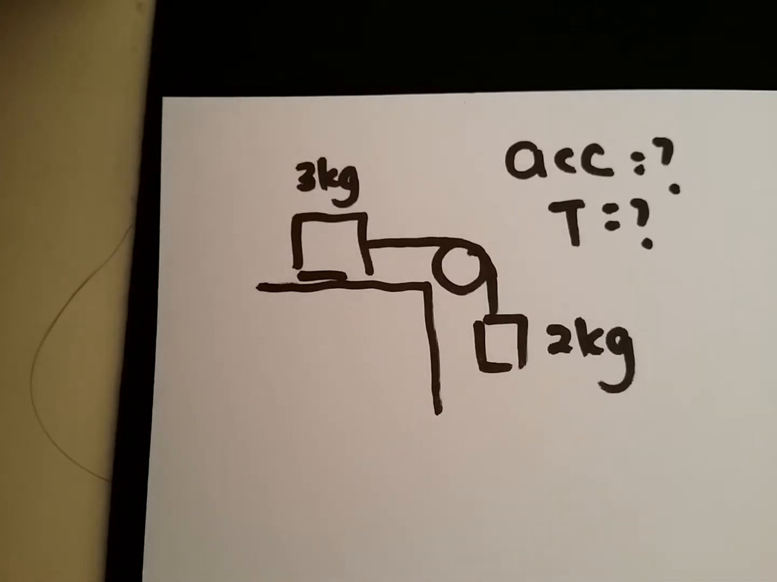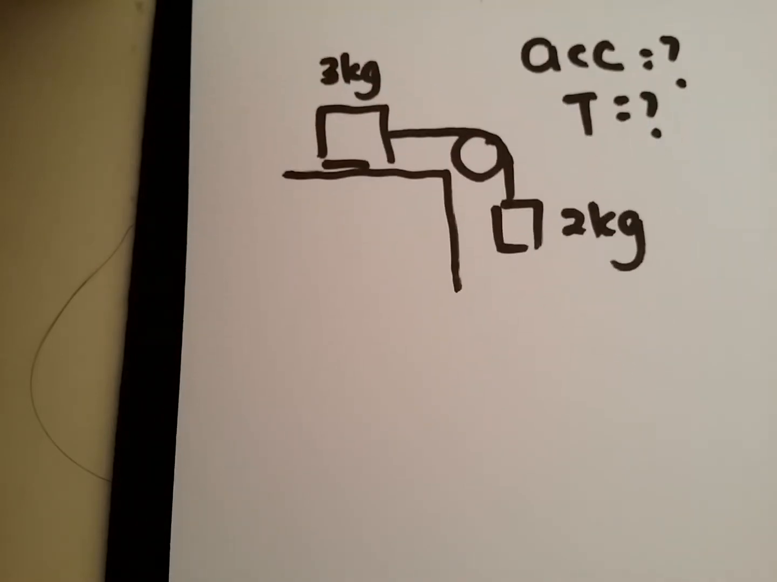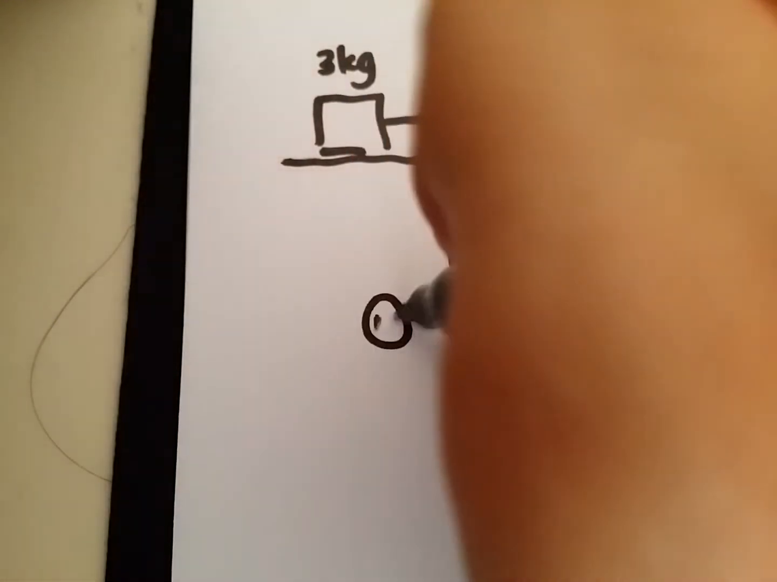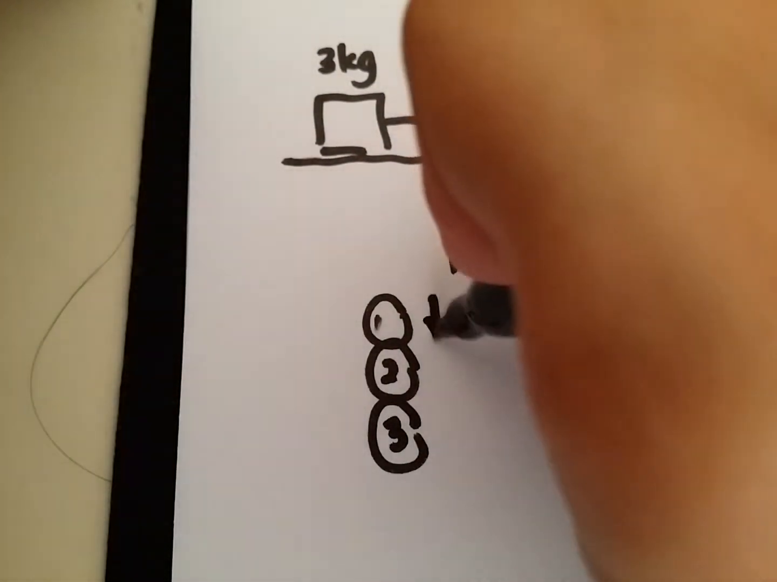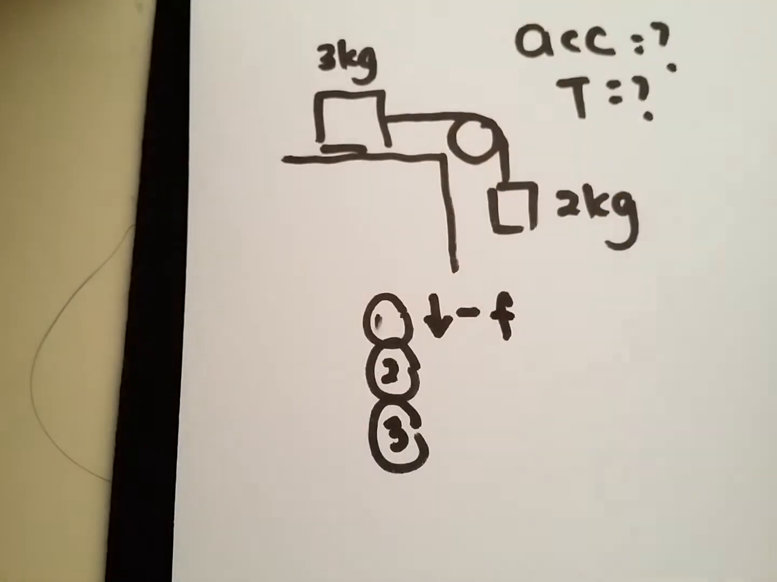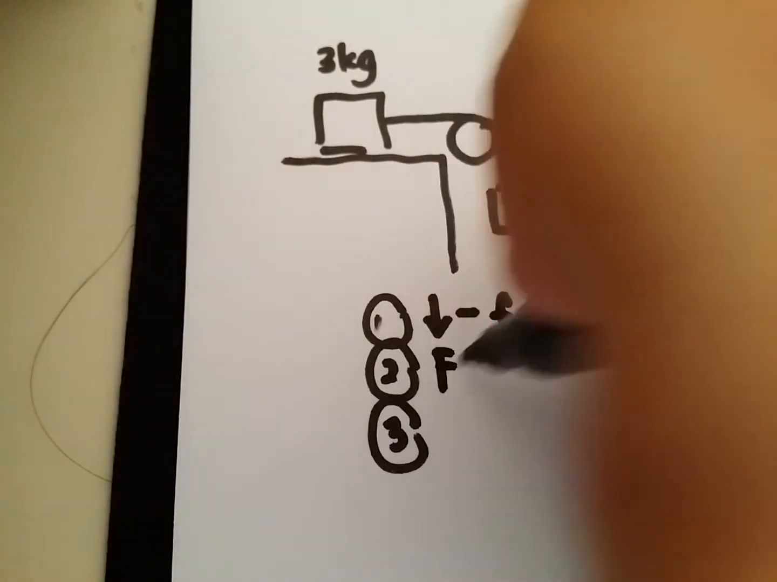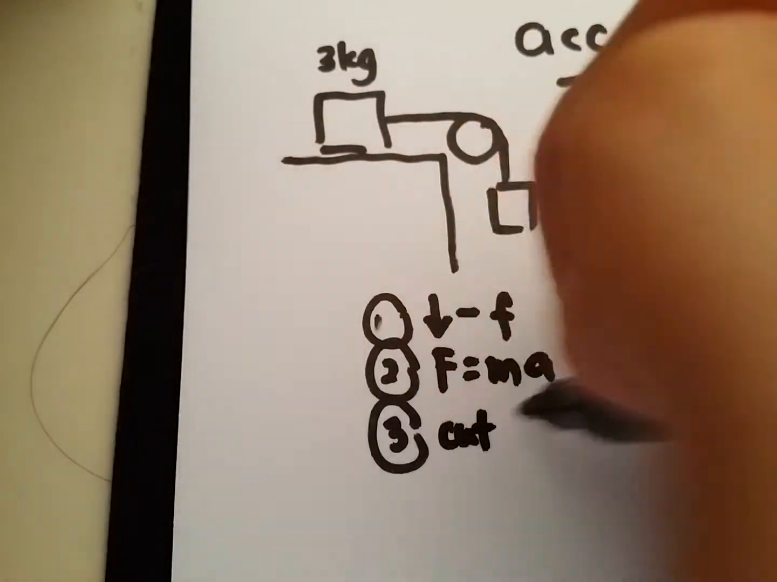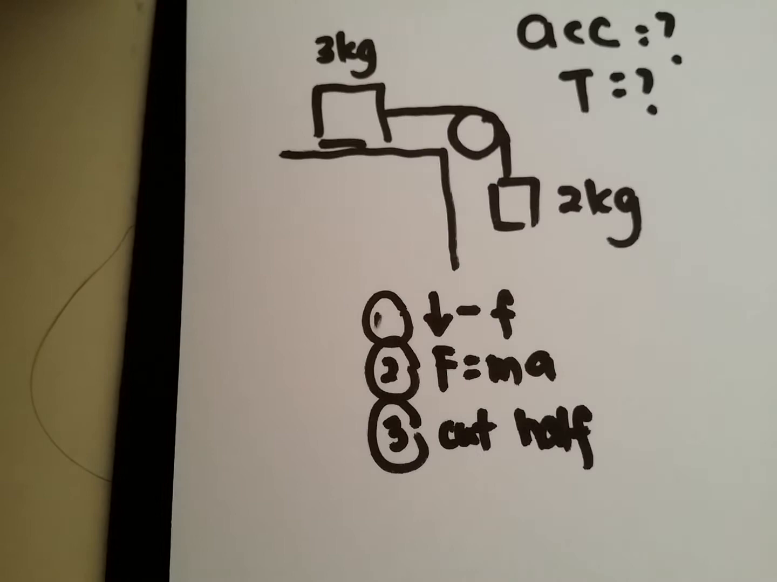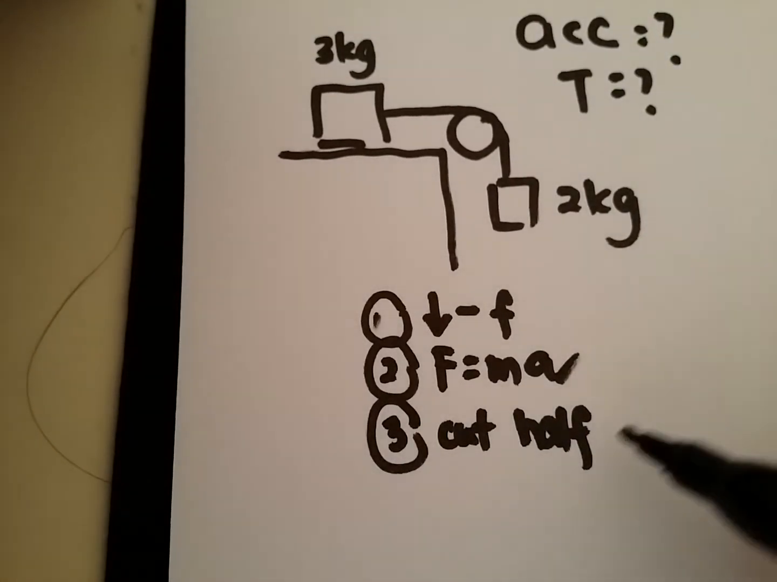Now, to break this into steps, I will actually have my own method which consists of 3 steps: number 1, number 2, and number 3. The first step is called the downward minus friction. Number 2 is F equals MA. And number 3 is something known as the cut-half method. By using these 3 simple methods, you will be able to calculate your acceleration and your tension from steps 2 and 3.